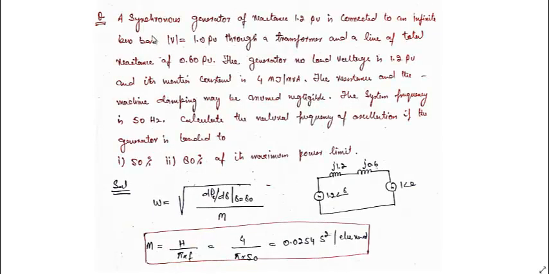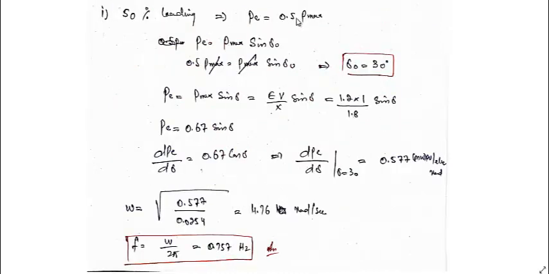The first case is 50% loading. That means P is equal to 0.5 Pmax. Pmax is the steady state stability limit. So P is equal to Pmax sine of delta. We know this is the electrical power equation, but this is equal to 0.5 Pmax. That means 0.5 Pmax is equal to Pmax sine of delta. This Pmax can cancel out. So sine of delta naught is equal to 0.5. That means delta naught is equal to 30 degrees.